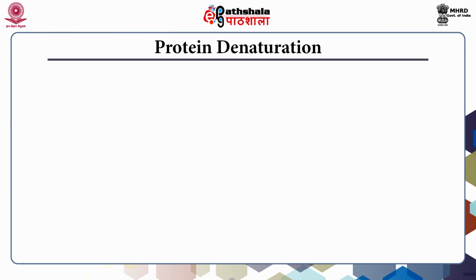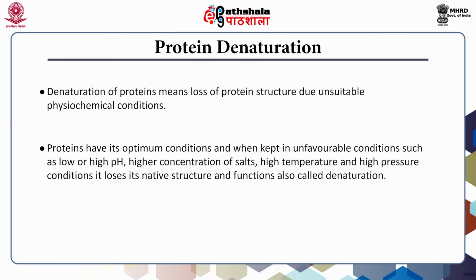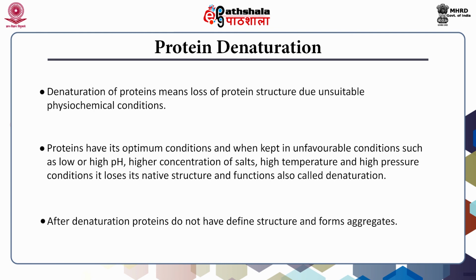Protein denaturation. Denaturation of protein means loss of protein structure due to unsuitable physicochemical conditions. Proteins have their optimum conditions and when kept in unfavorable conditions such as low or high pH, higher concentration of salts, high temperature and high pressure conditions, they lose their native structure and functions, which is also known as denaturation. After denaturation, proteins also do not have a defined structure and form aggregates.